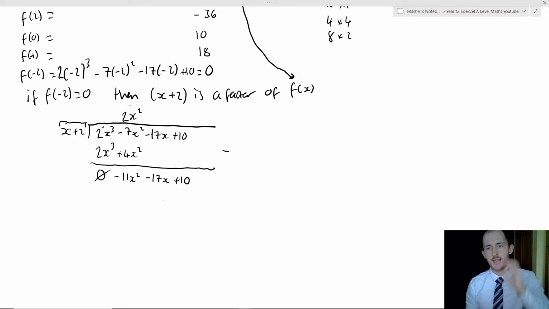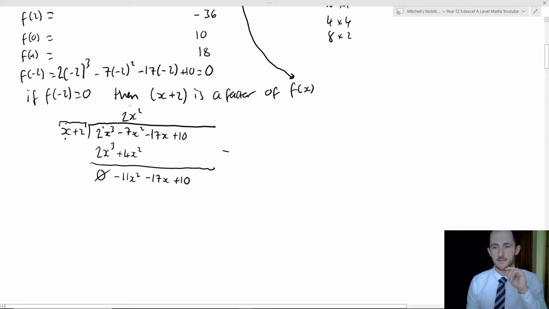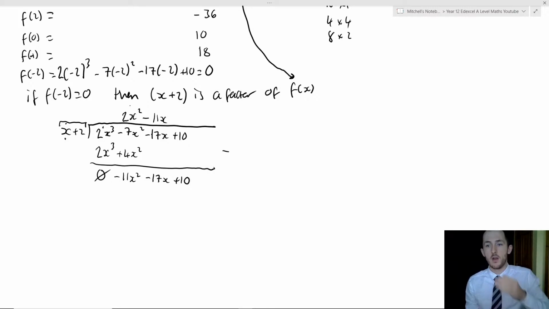We do the same process again. Okay, the exact same process that we just did. So we take this 11x squared and we divide it by the first thing in the divisor. So minus 11x squared divided by x is minus 11x. And then what do we do? We times the minus 11x by everything in the divisor again. So we're just repeating the same process again and again.